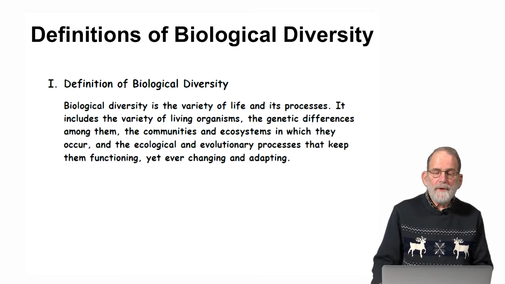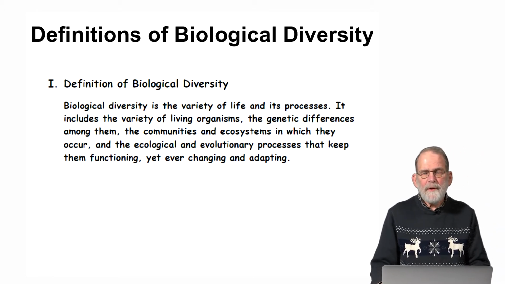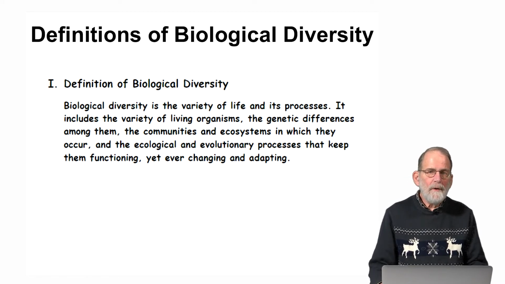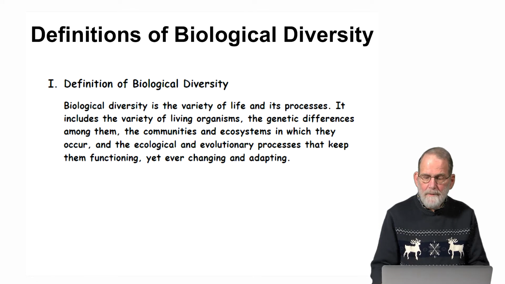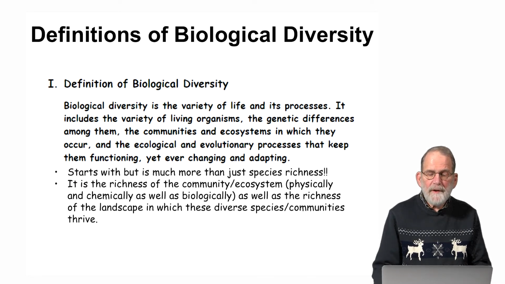Definitions of biological diversity focus on the variety of life and its processes. It includes the variety of living organisms, the genetic differences among them, the communities and ecosystems in which they occur, and the ecological and evolutionary processes that keep them functioning, yet ever-changing and adapting. It starts with, but is much more than simply species richness, that is, the diversity of species that are present in a particular ecosystem or landscape. It is the richness of the community and ecosystem, physically, chemically, as well as biologically, as well as the richness of the landscape in which these diverse species and communities thrive.